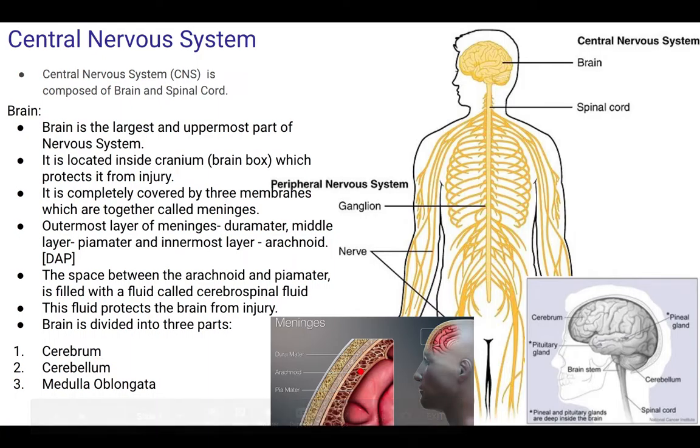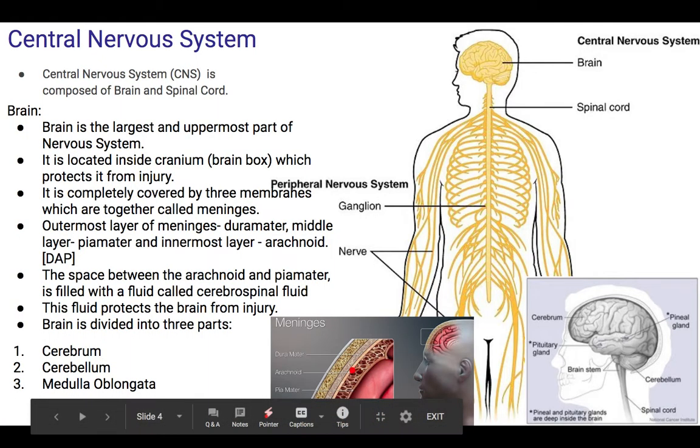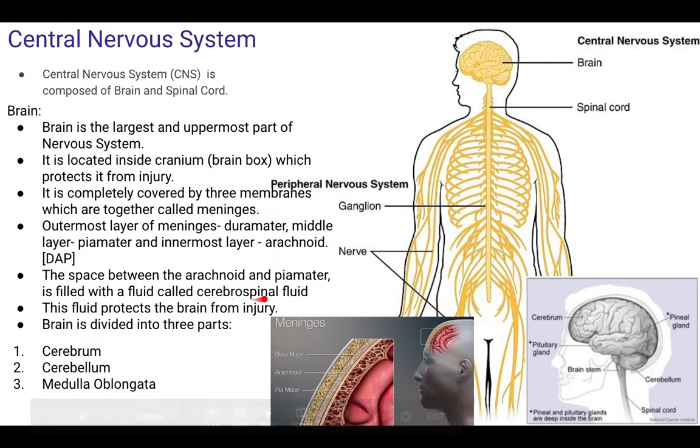And if you see properly, between the arachnoid mater and the pia mater, pia mater is the innermost layer which is connected to the brain. And there you can see a space, and this space is filled by a fluid known as cerebrospinal fluid. And what does it do? It also protects the brain from injury.